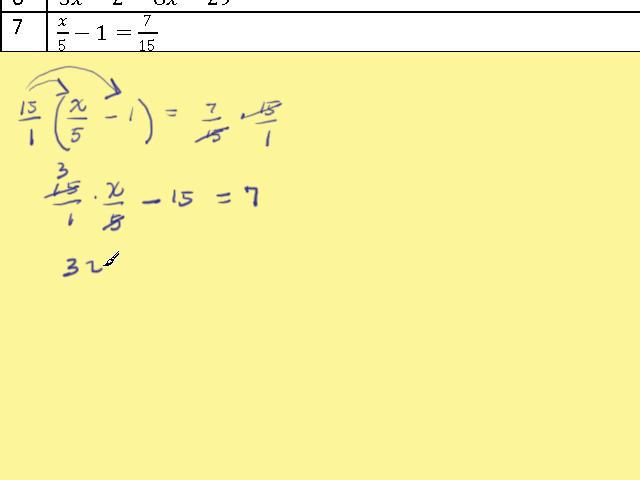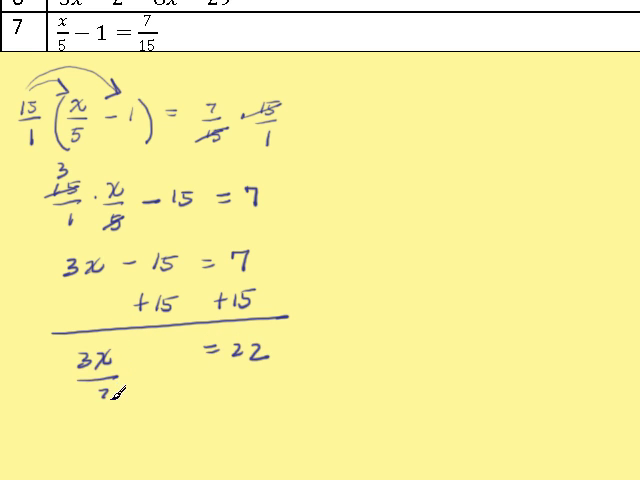And we have 3x minus 15 is equal to 7. Add 15 to both sides. And we have 3x is equal to 22. And now let's divide by 3. And we get that x is equal to 22 over 3.